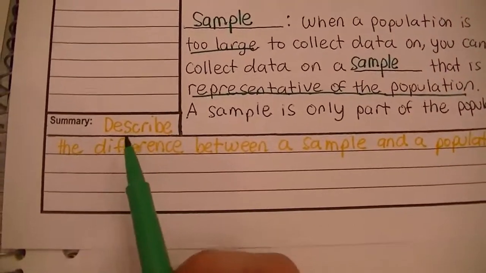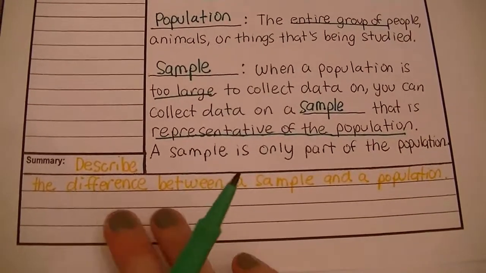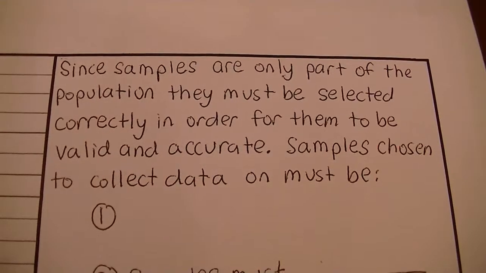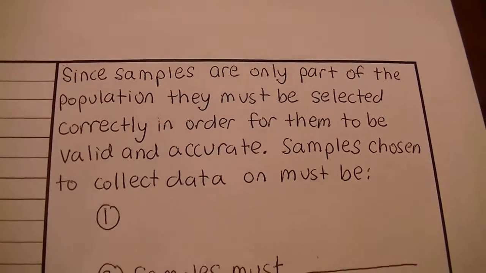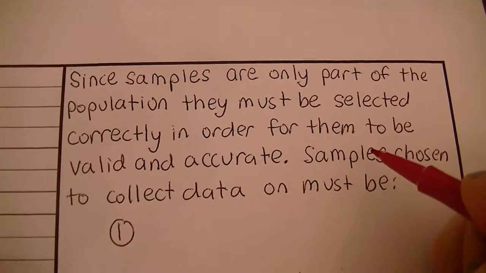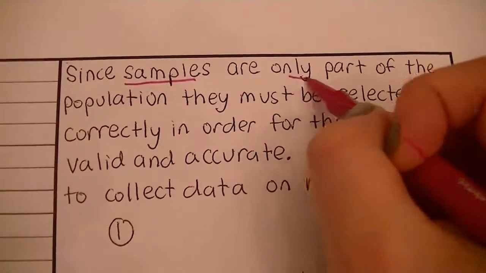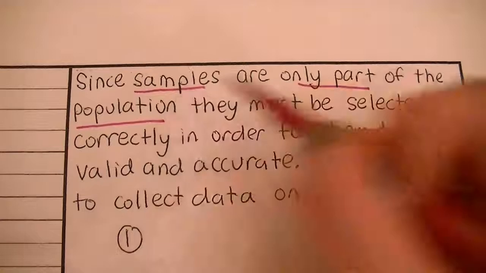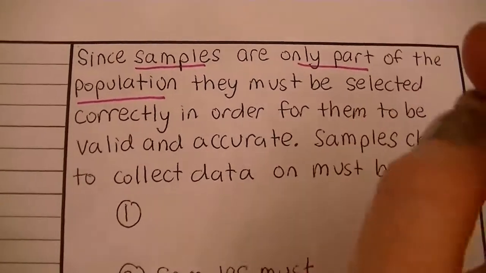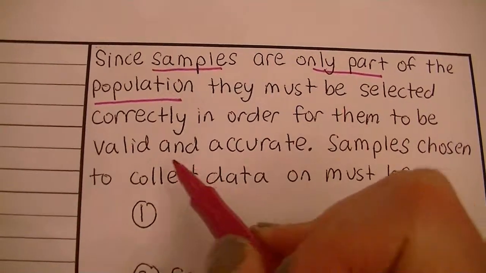All right, for your summary, I want you to describe the difference between a sample and a population. What is the difference between a sample and a population? Since samples are only part of the population, they must be selected correctly in order for them to be valid and accurate. So remember, a sample is only part of that population you're interested in. And when you select the people or the things in your sample, you got to do it correctly so that your data is valid and accurate.